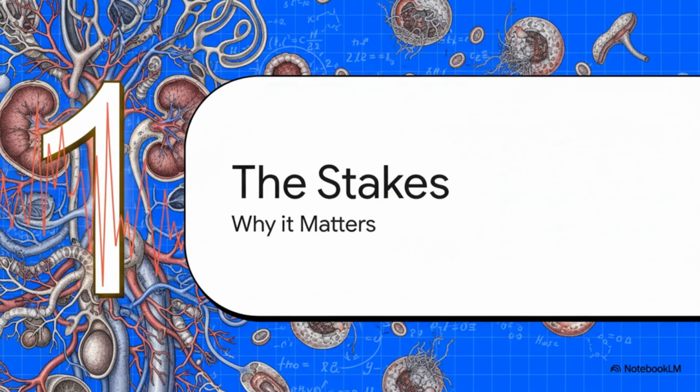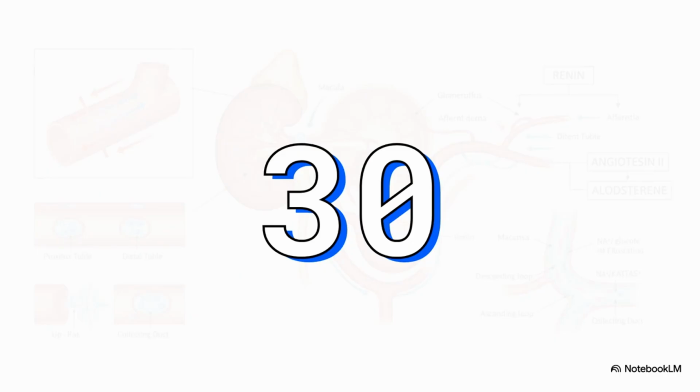Okay, part 1. The stakes. Why autoregulation matters. To really get why these mechanisms exist, we first have to look at the terrifying mathematical reality of what would happen without them. Notice the sheer scale of the disaster represented by this 30-fold number. Normally, your GFR is about 180 liters per day, and your tubules reabsorb 178.5 of those liters. That leaves a perfectly normal, manageable 1.5 liters of urine to excrete.